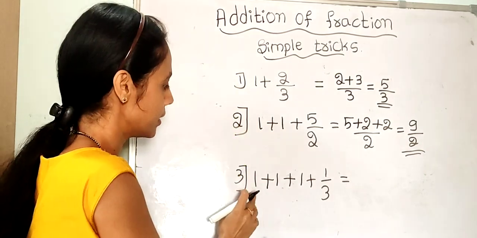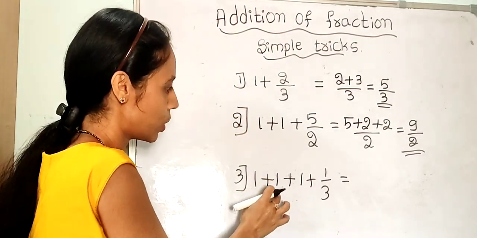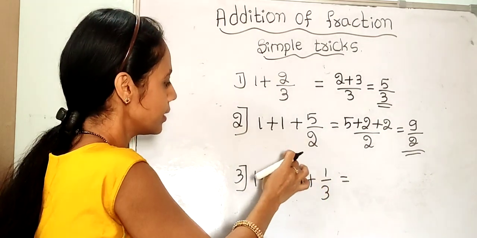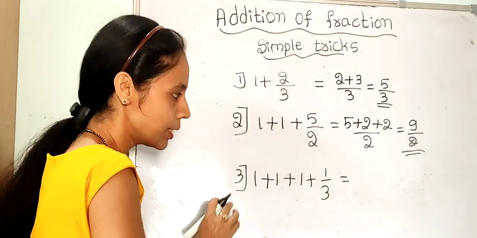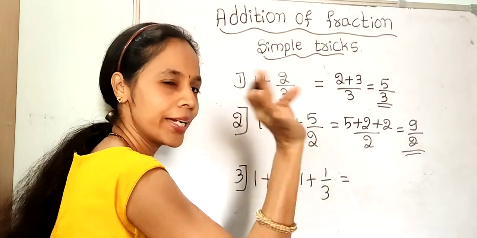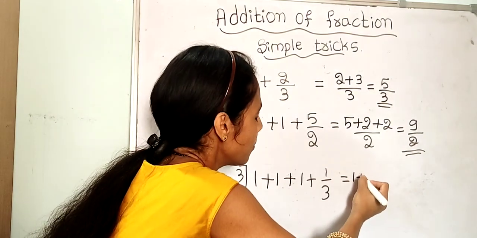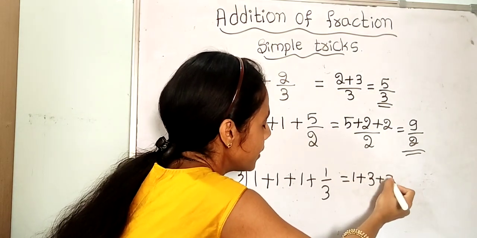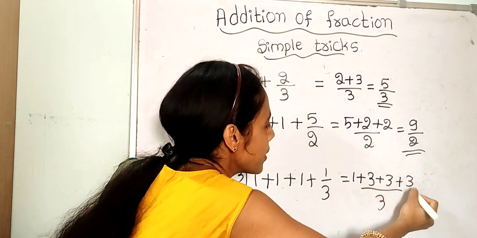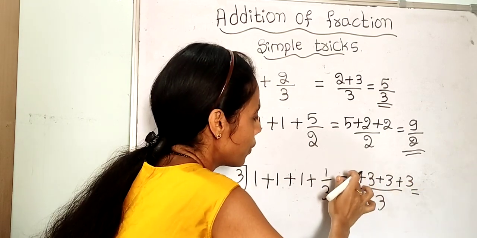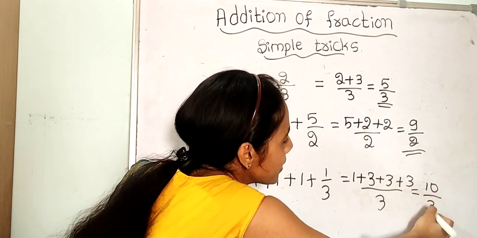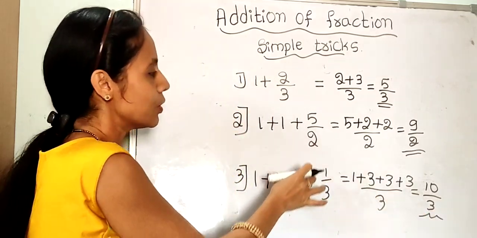Same way, consider 1 by 1 plus 1 by 1 plus 1 by 1 plus 1 by 3 is there. Consider 3 times 1 by 1 is there. So we add the denominator 3 times to the numerator. We get the answer, okay, 1 plus 3 plus 3 plus 3 divided by 3, which is equal to 1 plus 3 is 4, 7, 10. 10 divided by 3 is the addition of this one.